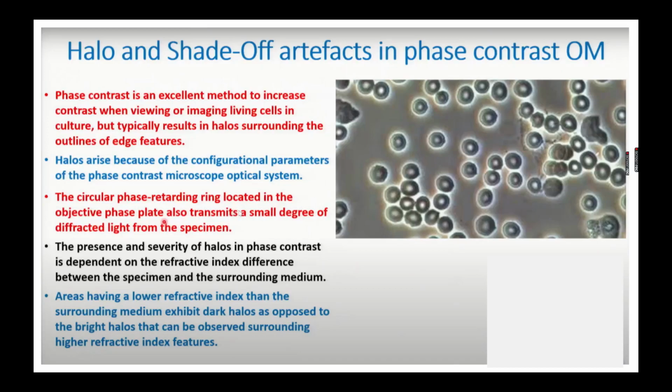When you see the optical arrangement in the phase contrast microscope, I think I have not included it, but maybe in further slides I can show it. Here there is the phase retarding ring located in the objective phase plate. When the light transmits, a small degree of diffracted light from the specimen will also pass.